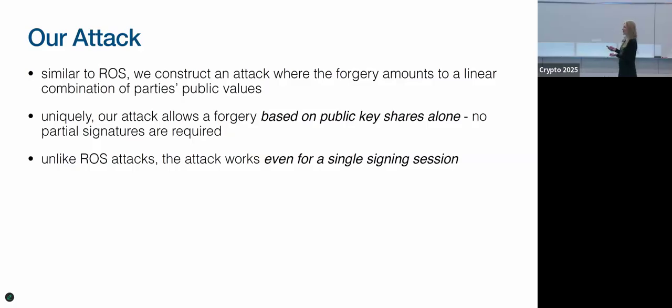So in this work, we show an attack where a forgery amounts to a linear combination of public values. So this is very similar to a ROS type attack in that respect. However, uniquely, our attack allows a forgery based on public key shares alone. So it doesn't require even one partial signature. And unlike ROS attacks, our attack doesn't rely on concurrency. So it works even for a single signing session.